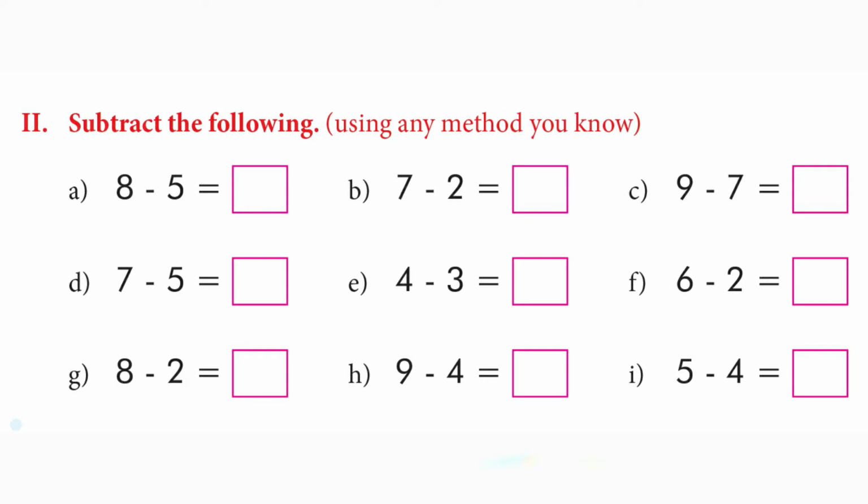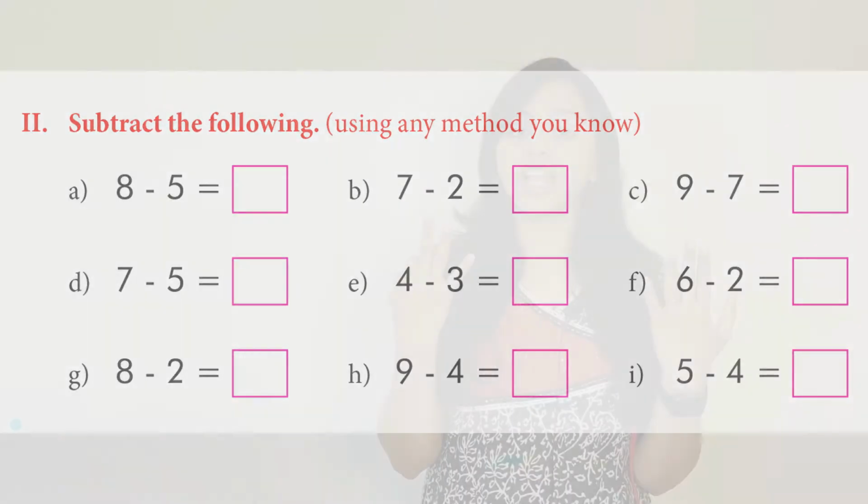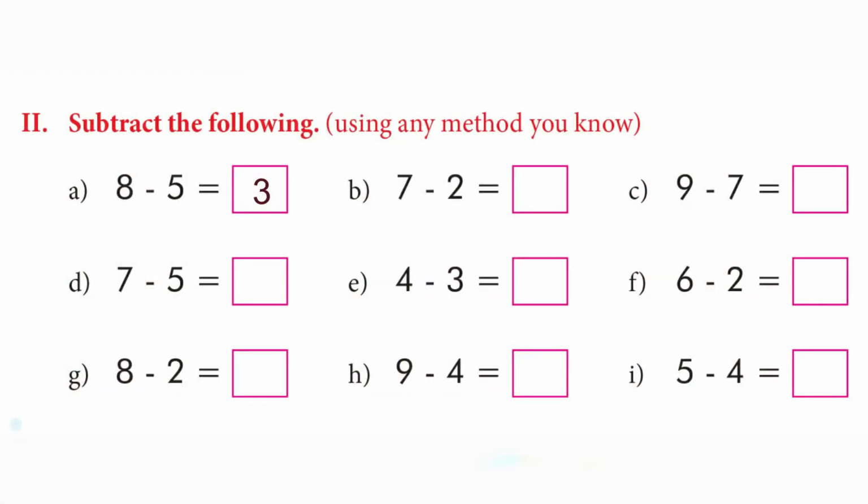So the first one here is 8 minus 5. So let's take out 8 fingers and we need to count backwards starting from 8. Okay, so 5 numbers backwards. 8, 7, 6, 5, 4. Okay, so how much is left? We have 3 left. So 3 will be the answer. Very good.